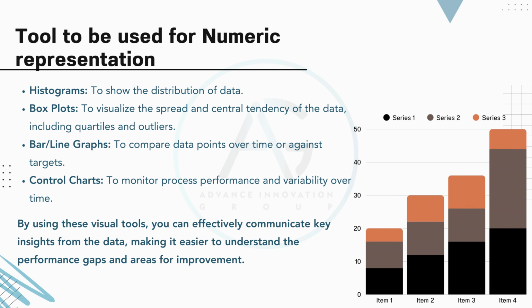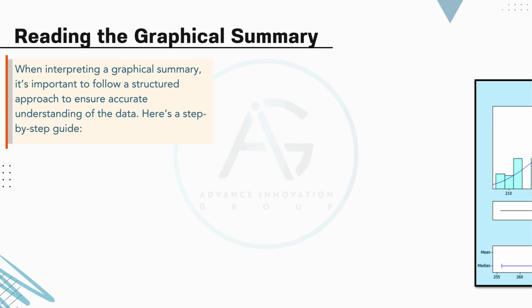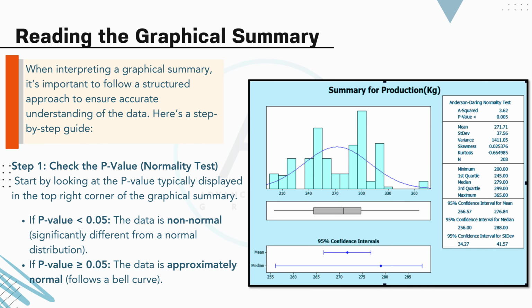improvement in a process. In this slide, we focus on how to interpret a graphical summary, beginning with the p-value, which is part of the normality test. Understanding this step is essential because it tells us whether the data follows a normal distribution, a key assumption in many statistical analyses. The p-value is found in the upper right section of the graphical summary, under the Anderson-Darling normality test. Here's how to interpret it.